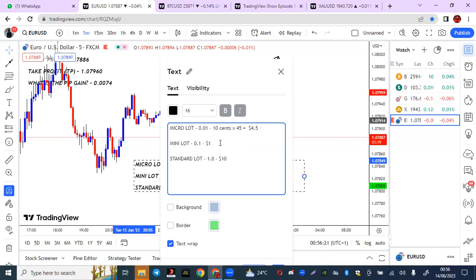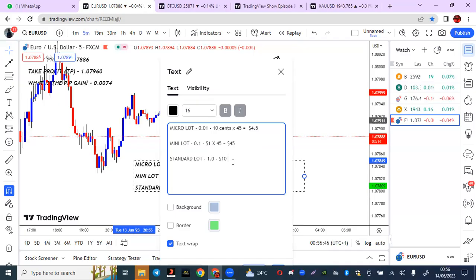Then if we're using this times 45, if it moves 45 pips in our favor, we're going to get $45 profit. So $45 profit, we're using 0.1 and we have a 45 pip gain. We're going to make $45 in that trade, or we're going to lose $45, depending on if it's a gain or a loss.